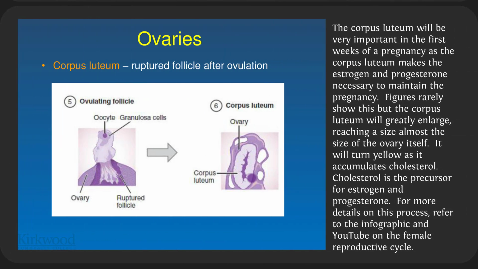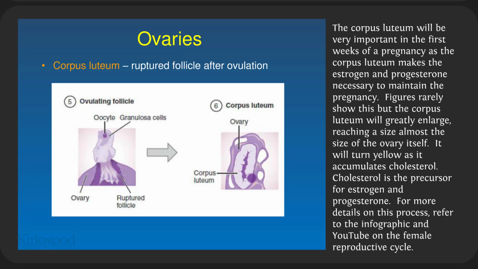The corpus luteum will be very important in the first weeks of pregnancy, as the corpus luteum makes the estrogen and progesterone necessary to maintain the pregnancy. So these hormones will prevent a continued cycle of the uterus. And so they're very important in order to maintain the pregnancy.